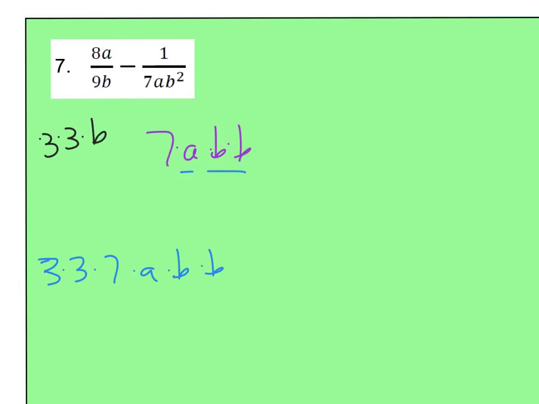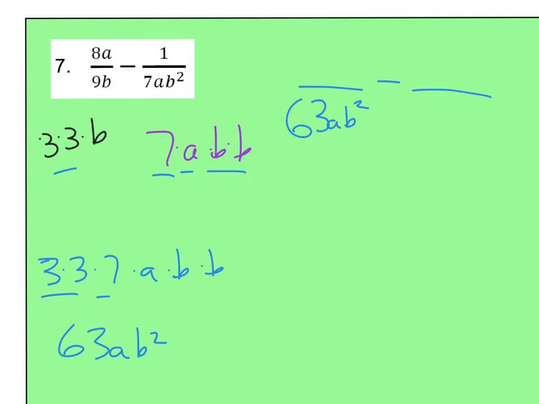B shows up twice, a once. There's a 7 and 2 3's. So 3, 3, and 7 would multiply to 9 times 7 would be 63ab squared. So this becomes my new common denominator, 63ab squared minus 63ab squared.